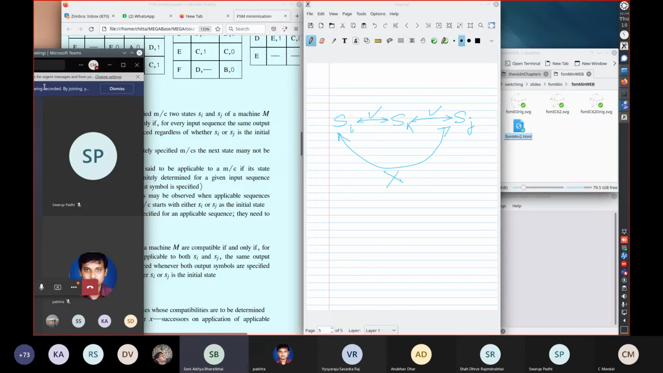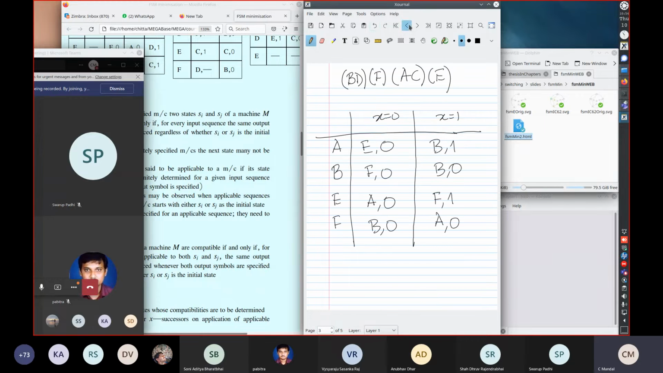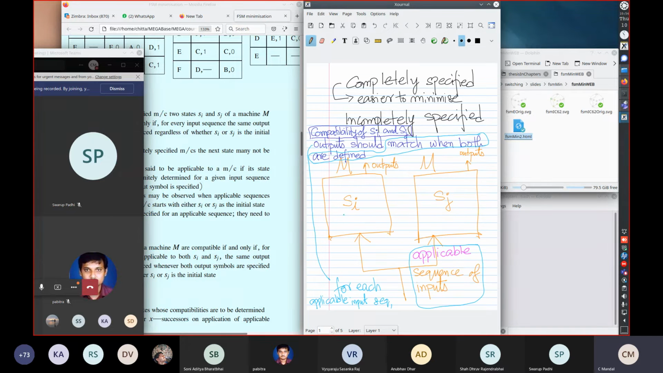I had a doubt. While checking the compatibility of SI and SJ, will the start state be SI and SJ themselves or something else? Yeah, starting with SI and SJ, that was shown in the diagram, in fact. One is starting with SI, the other is starting with SJ. Okay, sir.